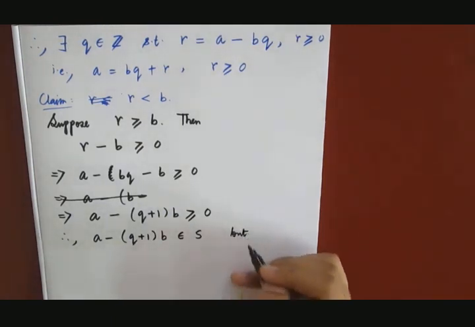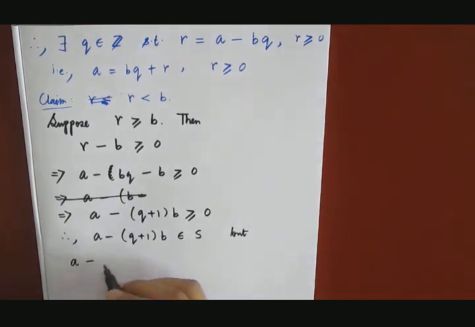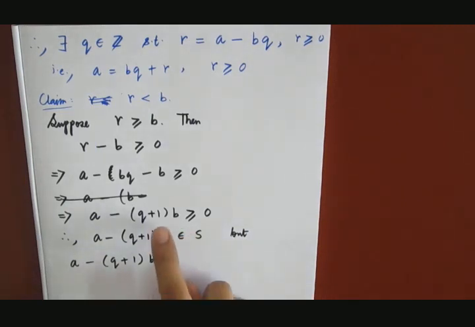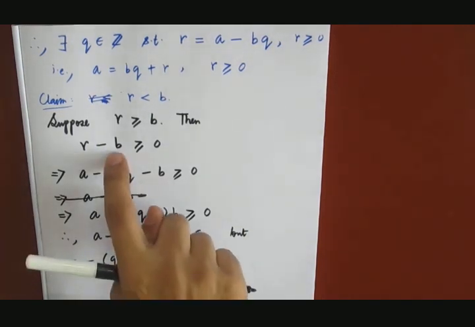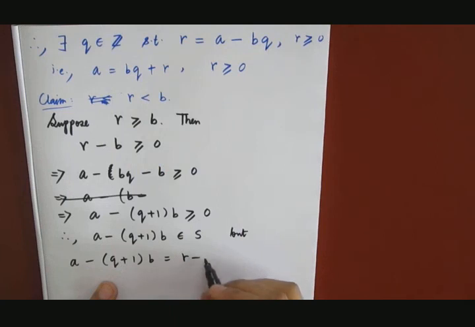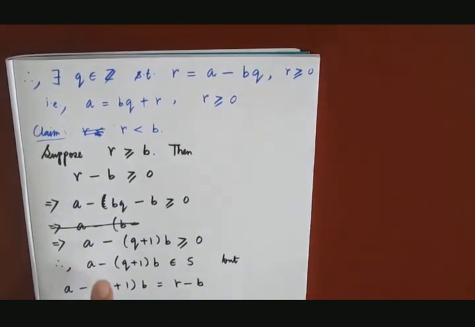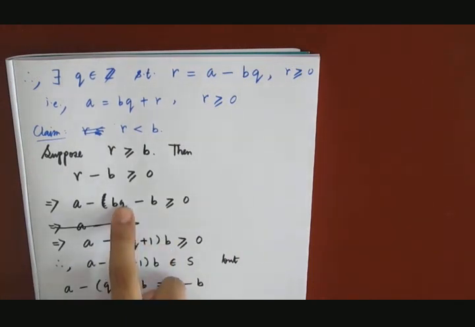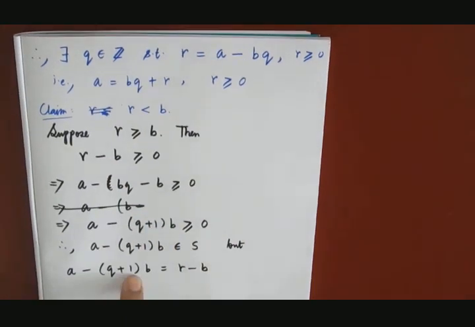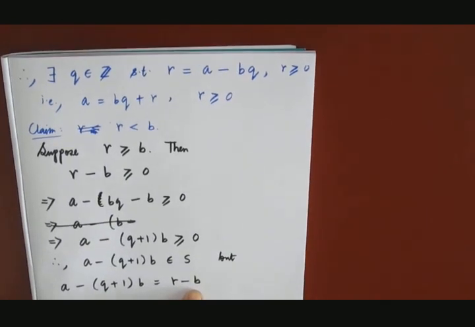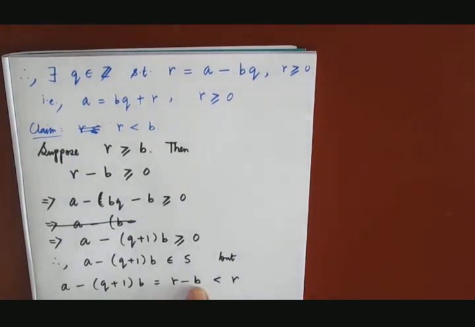But you see, what is this element? Just trace back, this is the same as this, so this element is the same as R minus B. This exactly equals R minus B. Getting my point? And R minus B is definitely less than R. Why? Because B is positive, so R minus B is definitely less than R.